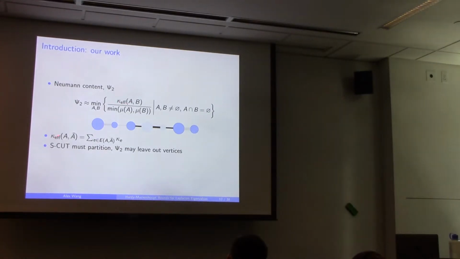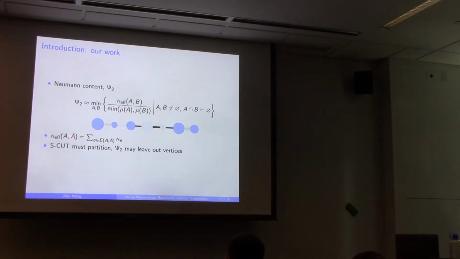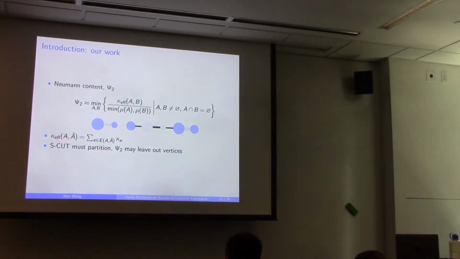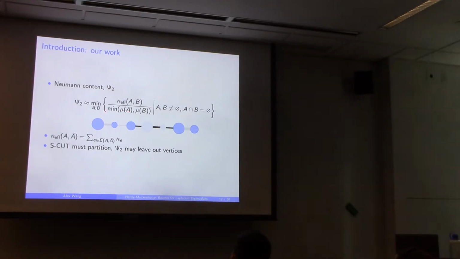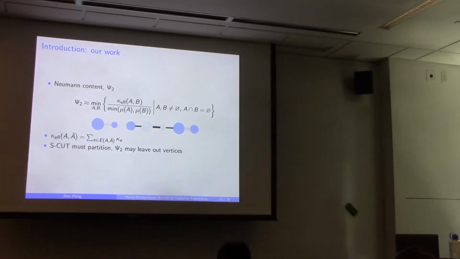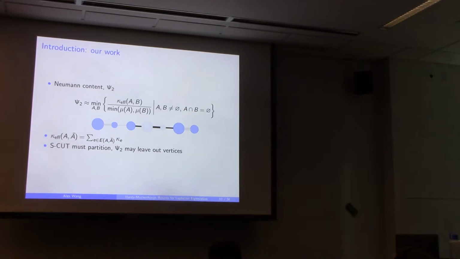But for now, I want to tell you that when B is taken to be the complement of A, the effective spring constant between A and its complement is nothing other than the sum of the spring constants of all the edges crossing that cut. So if we throw in an extra constraint, which says that B must be equal to A complement, then we can replace the numerator with this term, and in that case this would be nothing other than the sparsest cut. So we can think of this as a relaxation of the sparsest cut, where the sparsest cut must partition, we are allowed to leave out some of the vertices.